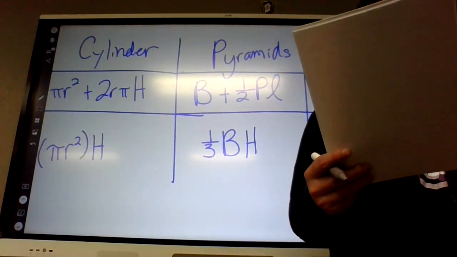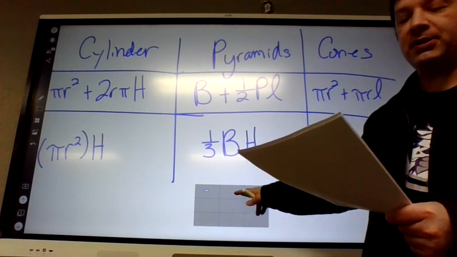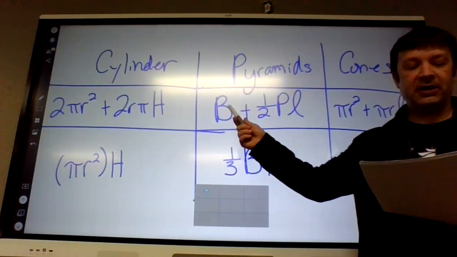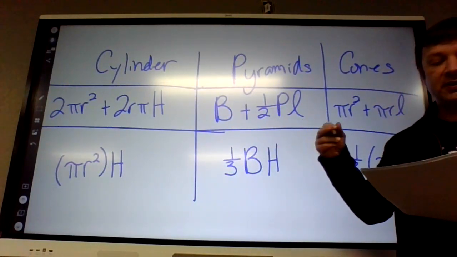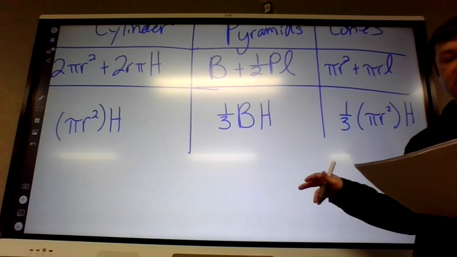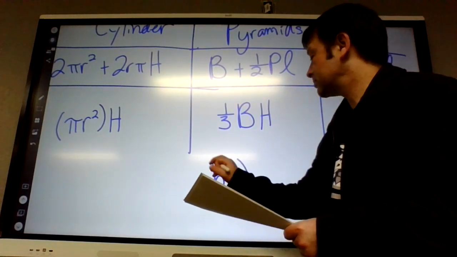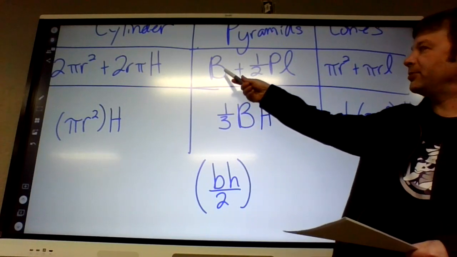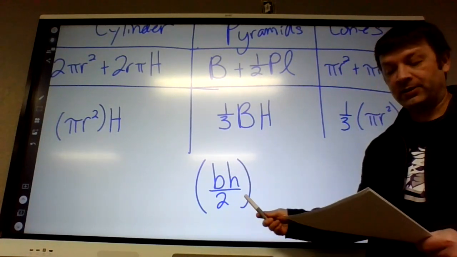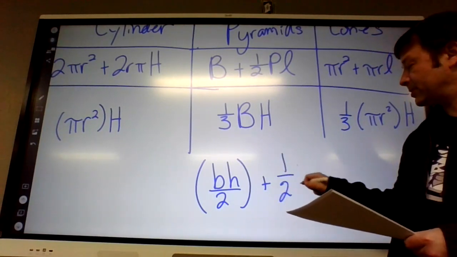Okay, number 1 is a what? It's a pyramid. It looks like a prism. So for pyramids, here it is: area of the base plus 1/2 perimeter times slant height. How would we find the area of this base? We can replace the area of the base with little base times little height divided by 2, the triangle area, plus 1/2 times perimeter times slant height.